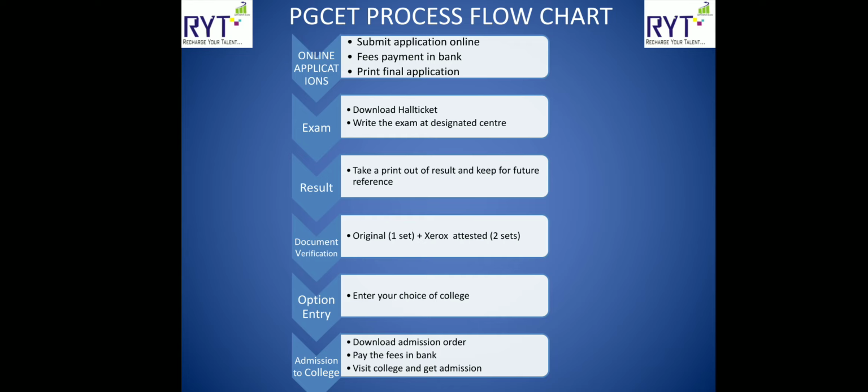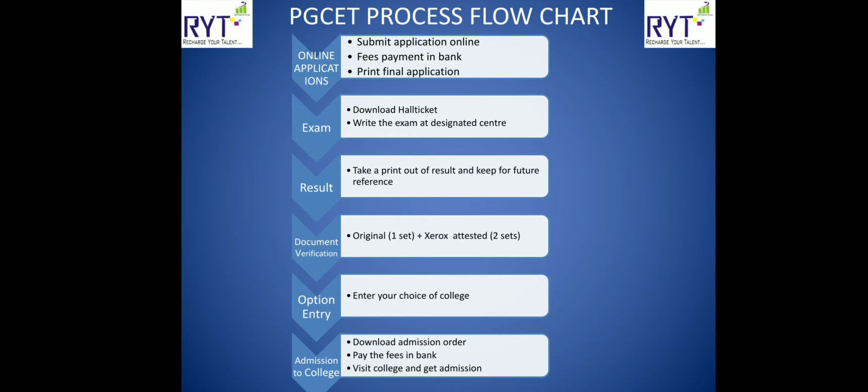I'll just quickly repeat. First step was online application, which is already done. Then next, you have to wait for the examination, download the hall ticket and write the examination. Then you will get the result, take the printout of the result. Then document verification, prepare all those documents, original one set plus Xerox 2 sets, and get them attested by any gazetted officer. Then option entry, enter your choice of college, and you have to enter many colleges here.